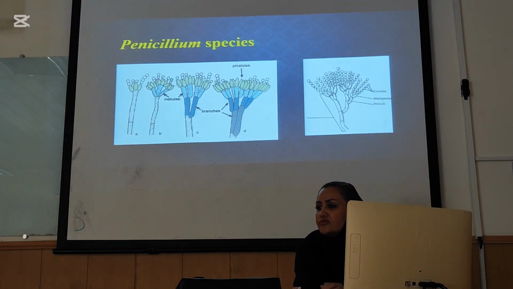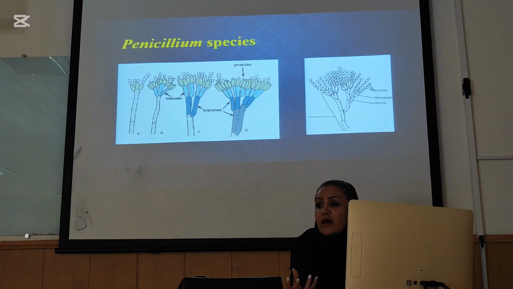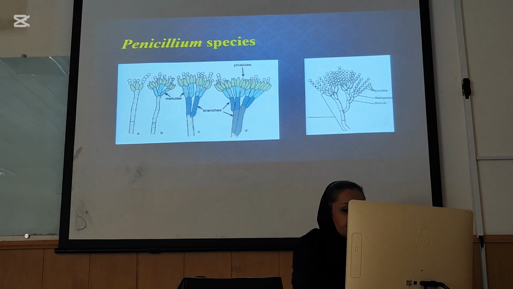Another saprophytic fungus is Penicillium. Penicillium may be similar to Aspergillus, but they don't have a vesicle. If you look with more attention, you see they have a conidiophore and the phialide or sterigma directly attached to the conidiophore, and we don't have any vesicle. And at the top of the phialide or sterigma, you can see the conidia that attach to the phialide or sterigma.